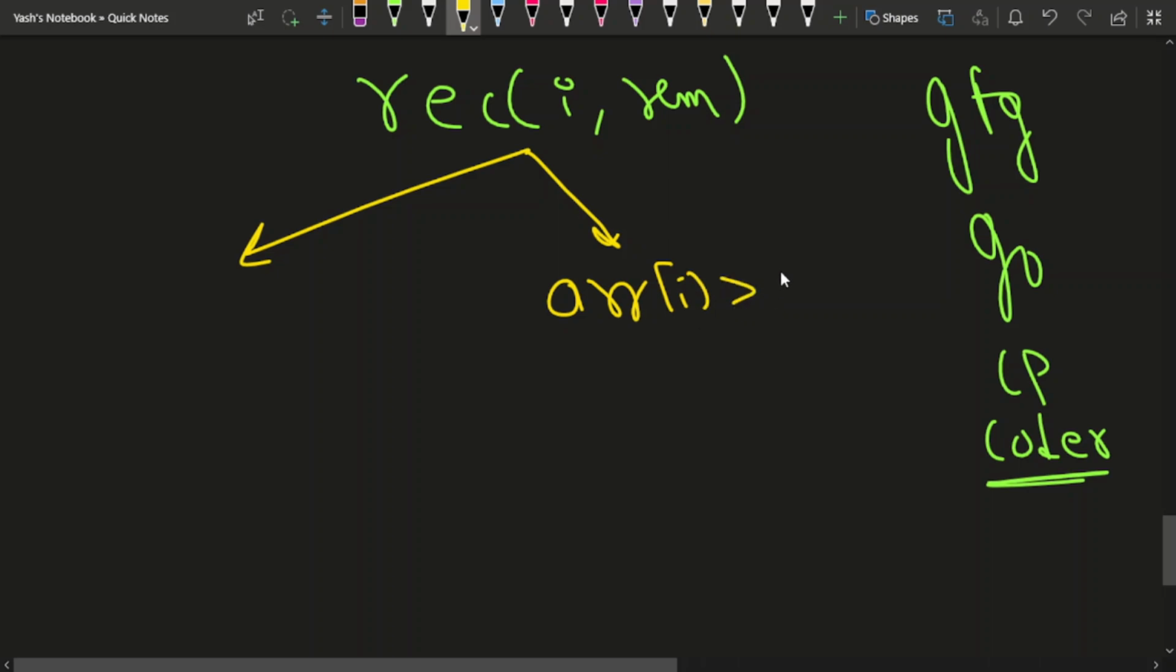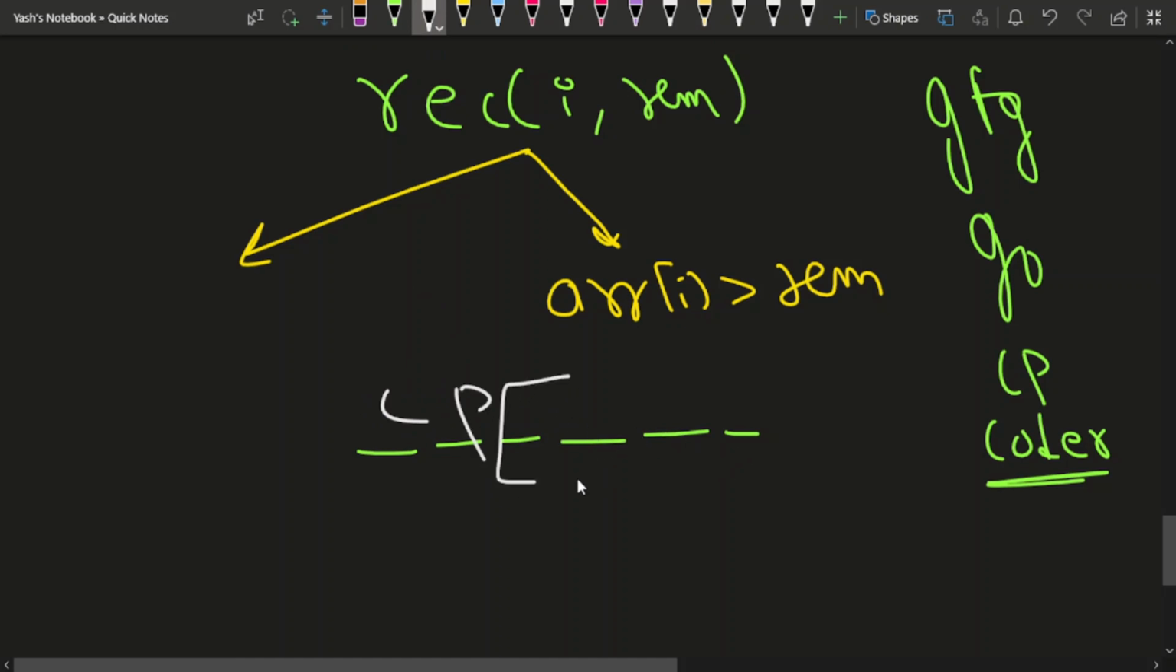If the length of your current word is greater than the number of remaining spaces that are left for you, in that case you have no choice. As I told you, if there were 6 spaces and CP was already filled there, you cannot fill this word coder here. You have to move to the next line, and in that case you have to pay this much cost. You have to pay the cost for the remaining words.